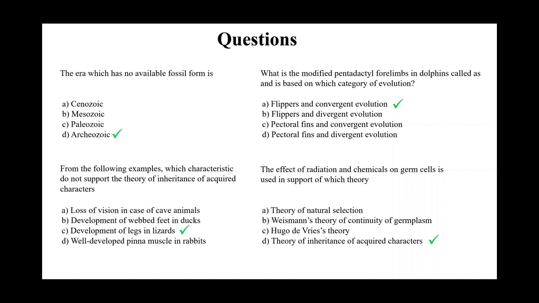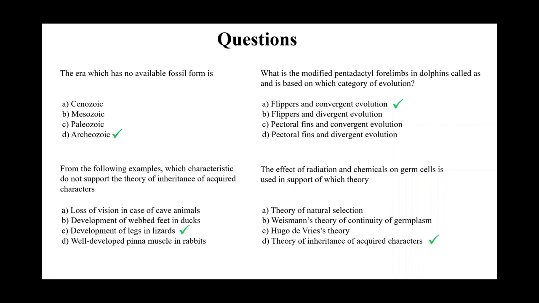You have well-developed pinna muscle in rabbits because they use this for sensing. So again, yeah, use. But development of legs in lizards. Lizards, you find them climbing. So why will you have legs and not webbed toes? That is why you say that this does not support the theory of inheritance.